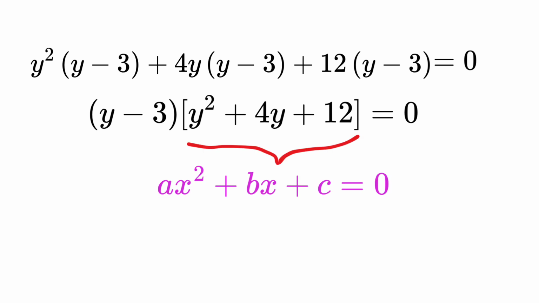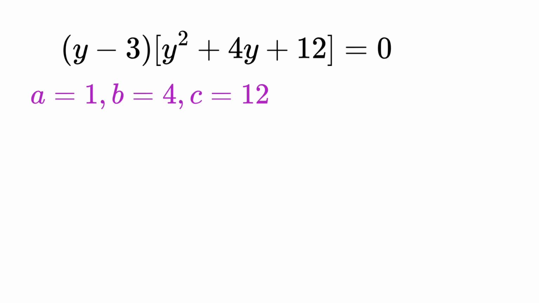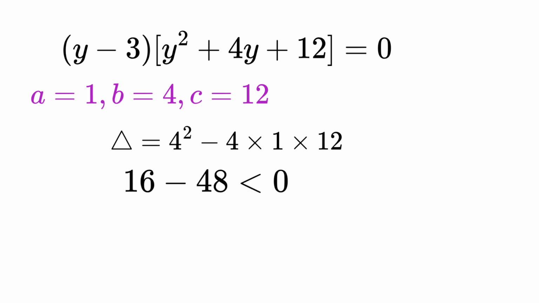So this is in the form of ax square plus bx plus c is equal to 0. The discriminant formula is delta is equal to b square minus 4ac. So a is equal to 1, b is equal to 4, and c is equal to 12. Delta is equal to 4 square minus 4 into 1 into 12. 16 minus 48 is less than 0. Minus 32 is less than 0. Delta is less than 0.